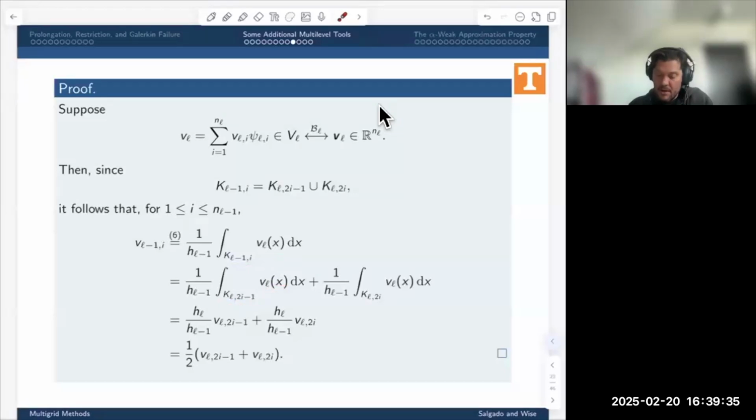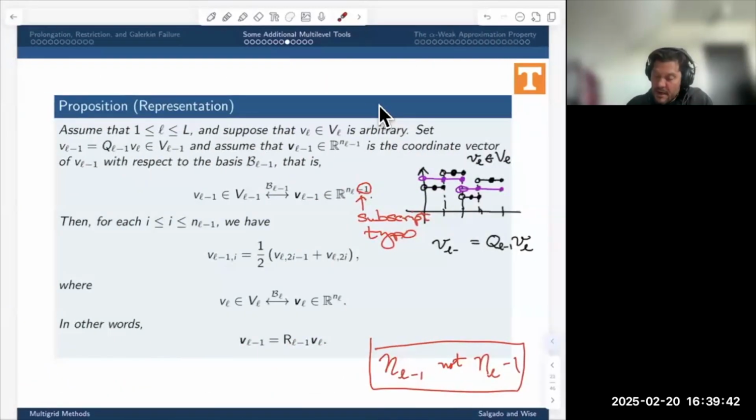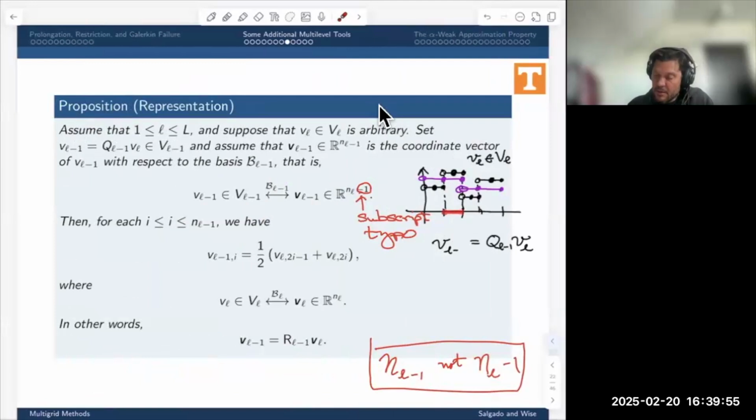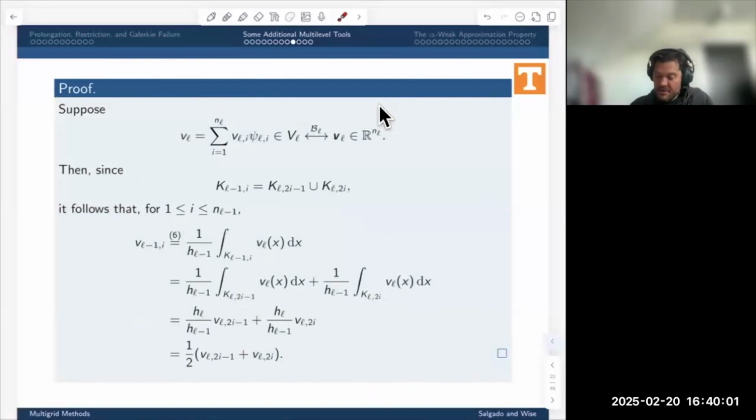In other words, I'm integrating this over that fine grid cell K_L,2i-1. So that's precisely, if I look at this function here, I'm integrating that function over that cell. That takes care of that guy. And then I'm integrating the same function, but over the neighboring cell right here. And so that takes care of that guy, right? But now the coefficients in front are 1 over H_{L-1}, 1 over H_{L-1}.